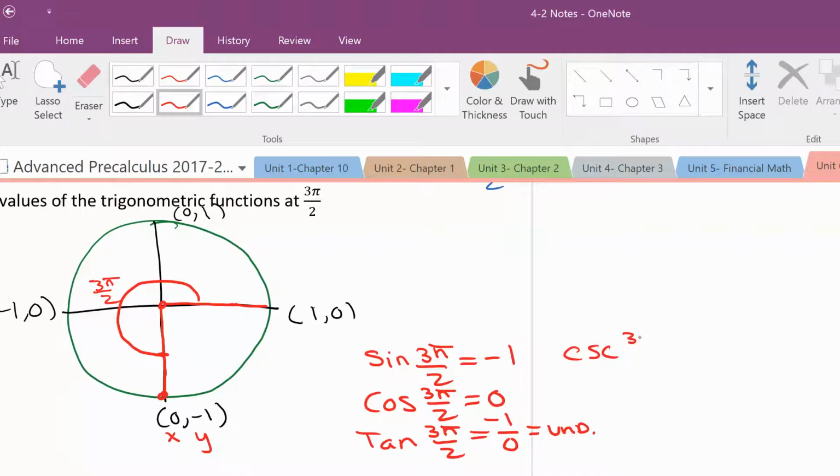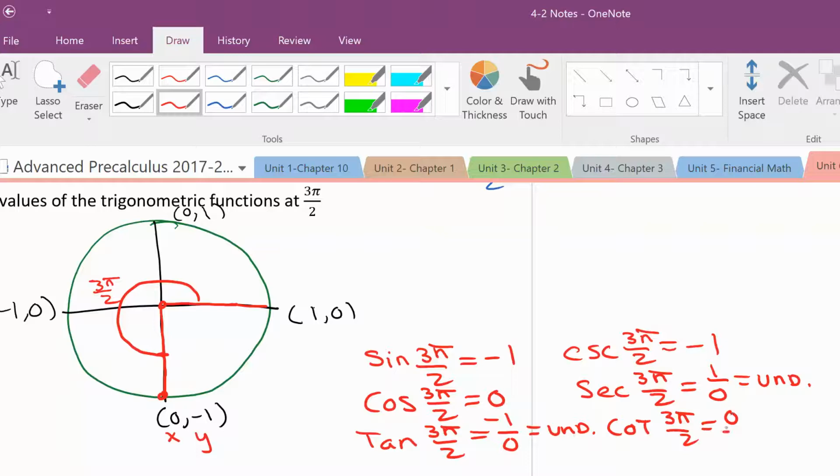Cosecant 3 pi over 2 is equal to -1. Secant 3 pi over 2 is equal to 1 over 0, which is undefined. And cotangent 3 pi over 2 is equal to 0 over -1, which is 0. So that's how you would do it on a quadrantal angle.